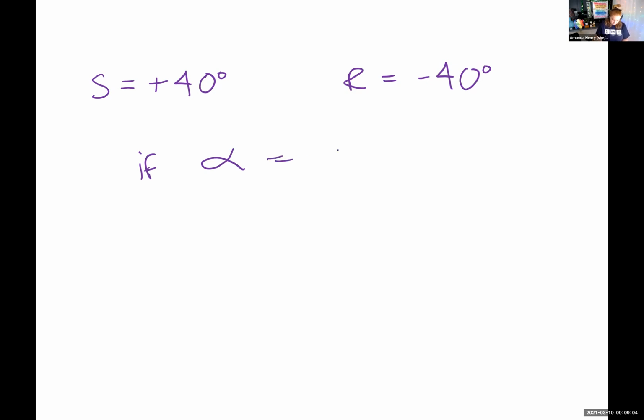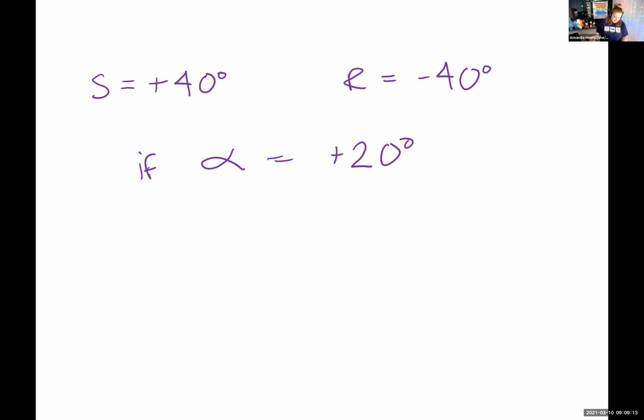We have two enantiomers. The S enantiomer has a rotation of positive 40 degrees, which means that our R is negative 40. So we actually wouldn't even have to be told that. We could assume that based off of what we know from S. If the alpha rotation, so this is our experimental mixture of the two, is positive 20 degrees, what do we know about the mixture?